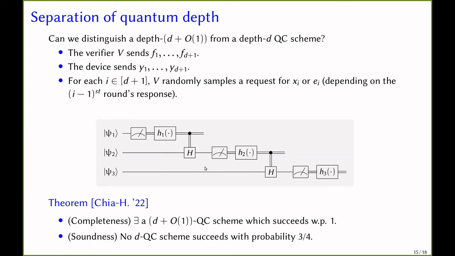For soundness, we show that no depth d QC scheme can succeed with probability bounded away from 1. Otherwise, we can break the adaptive hardcore bit property. The major distinction from the argument in the paper by Brakerski and others is that we no longer have a proof of soundness against only a classical prover. So we must have a different argument that reduces from the adaptive hardcore bit property.